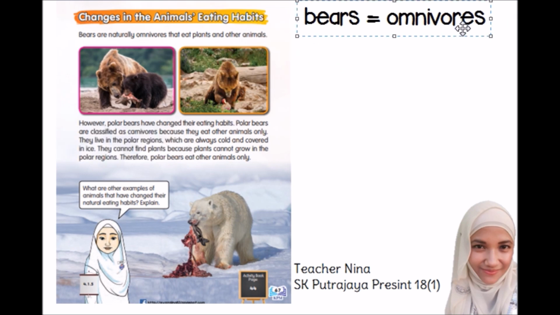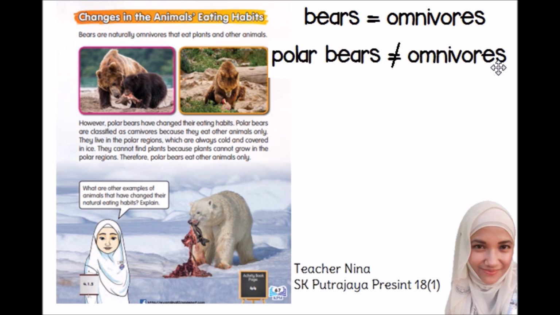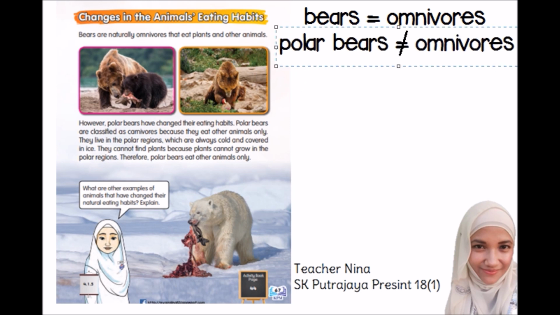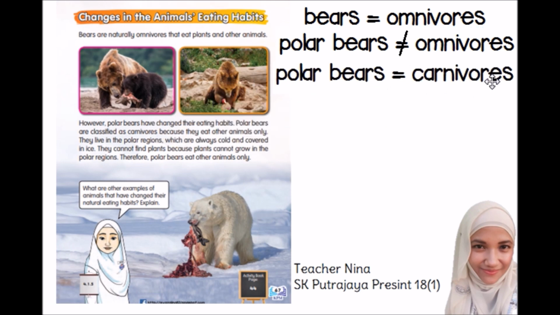bears are omnivores because they eat other animals and plants. Polar bears are not omnivores. Why? Because they cannot find plants in their natural habitat, which is the polar regions. No plants can grow in the polar regions because it is always cold and covered in ice. Therefore, polar bears are carnivores. They eat other animals only.